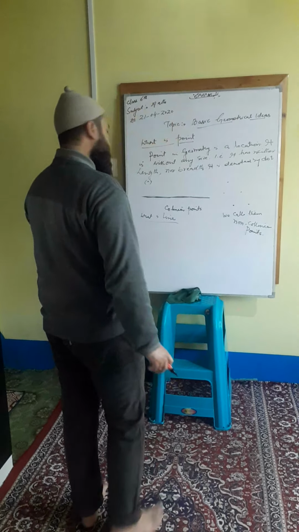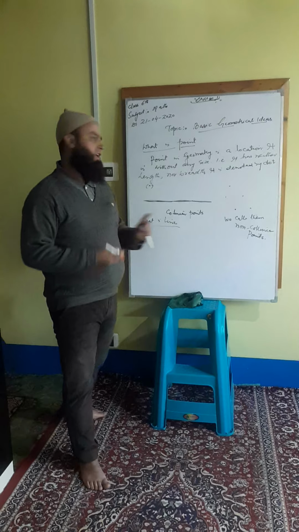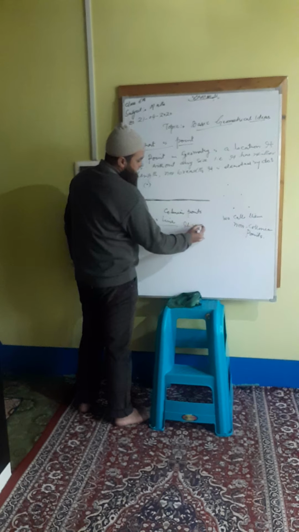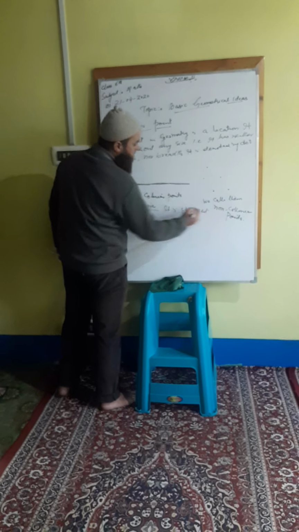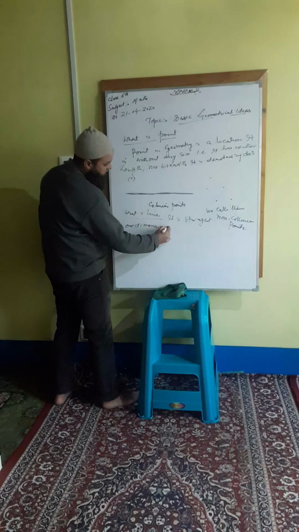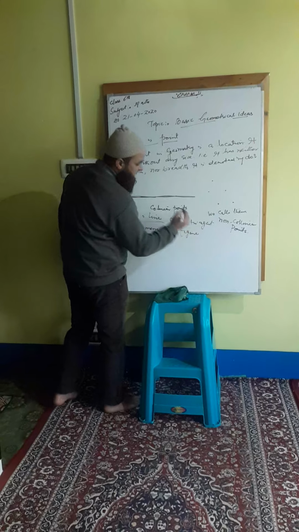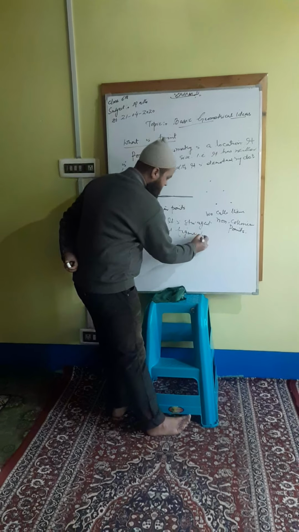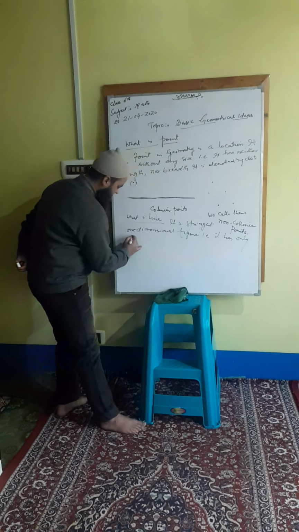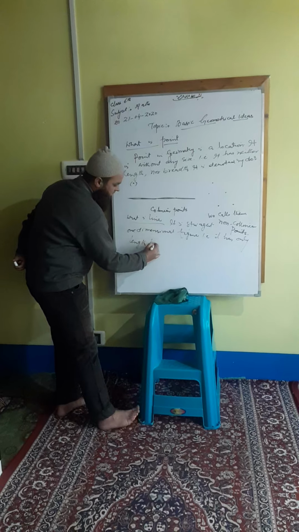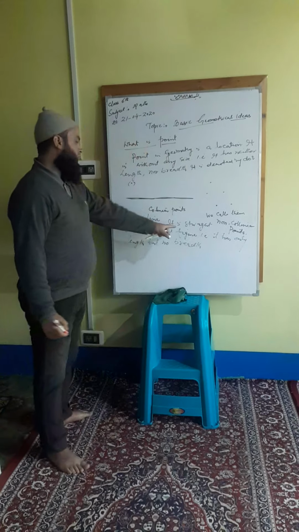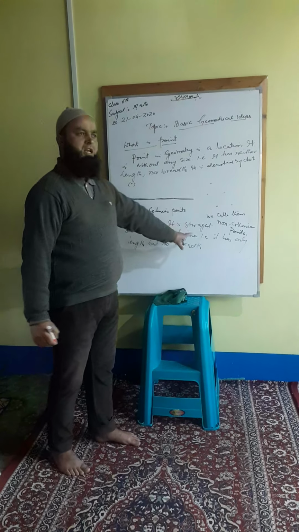A line is a straight one-dimensional figure. That is, it has only length, but no breadth. That is why we call it a straight one-dimensional figure.